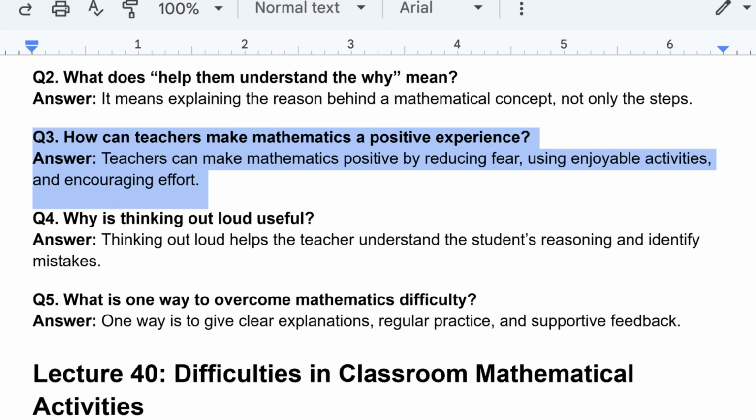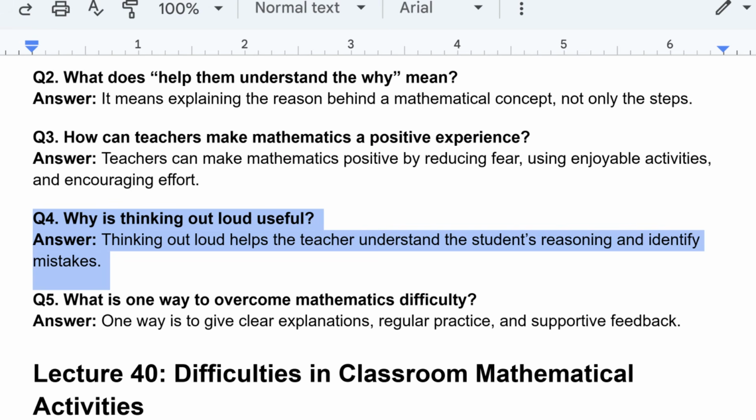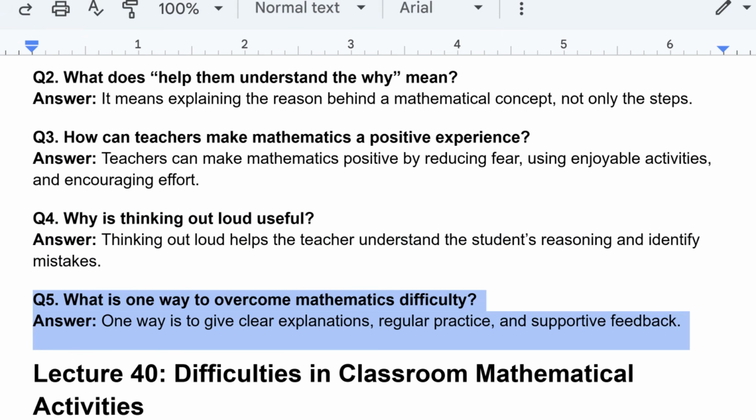Why is thinking out loud useful? Thinking out loud helps the teacher understand the student's reasoning and identify their mistakes. What is one way to overcome mathematics difficulty? One way is to give clear explanations, regular practice, and supportive feedback.